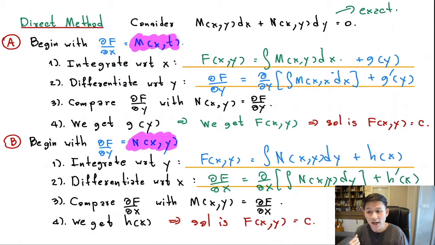For the other case, you can begin with df/dy = N, and then you do the same process: integrate, differentiate, and compare. There are three steps: integrate, differentiate, and compare. Okay, let's look at the example.